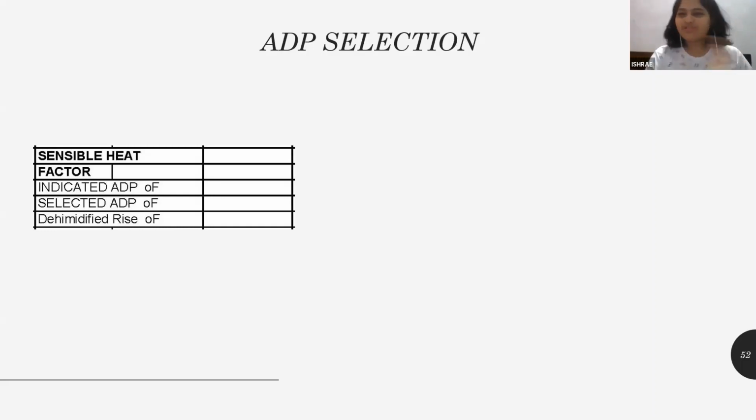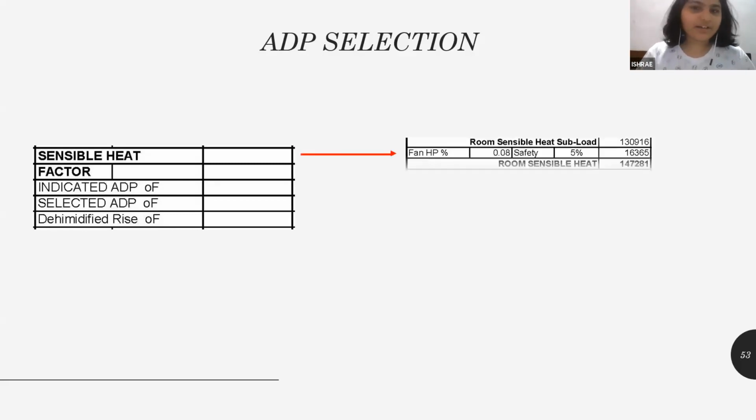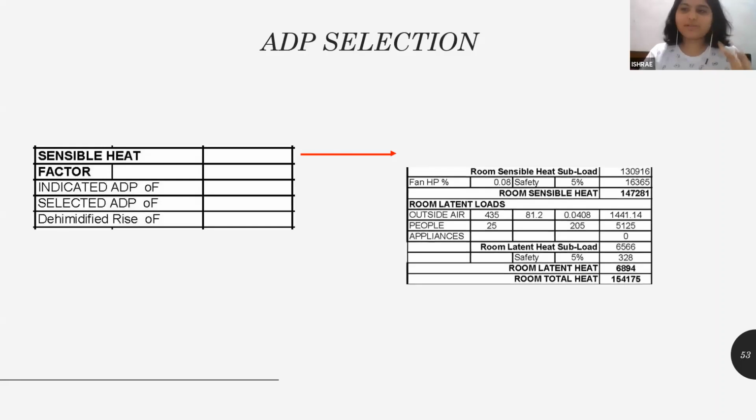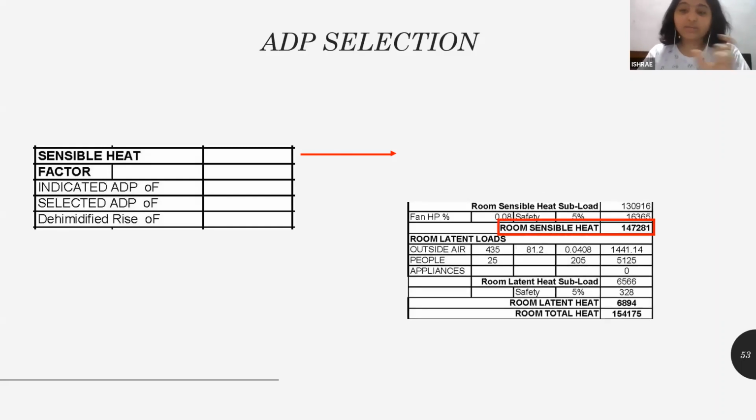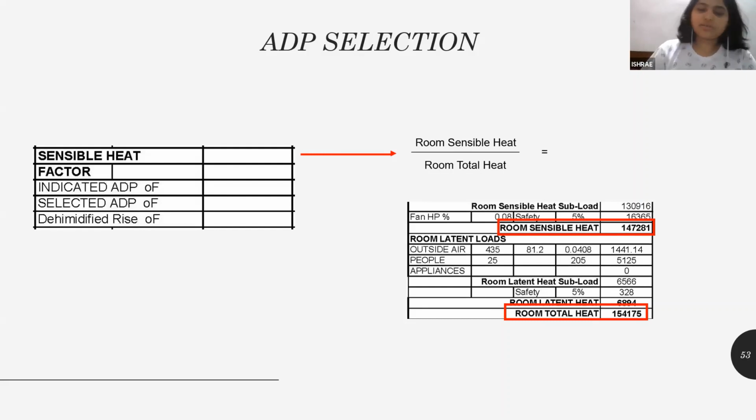So we'll do it from the ISHRAE point of view. What ISHRAE has done is it has taken the entire psychrometric chart, all the possible locations, and they have put it in a table. So first we'll calculate the sensible heat factor. Sensible heat factor is basically your total sensible heat load upon your total room heat load. This will give you your sensible heat factor, that is 0.95. This is important when you're selecting your ADP because there is a correlation between the two.